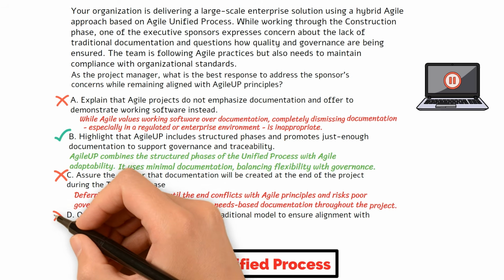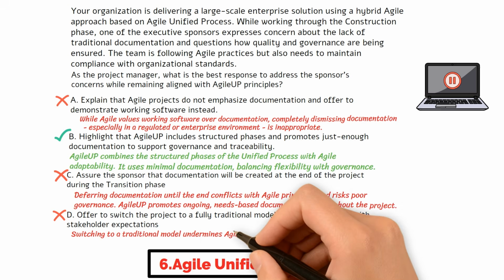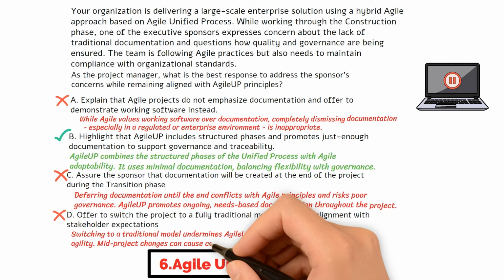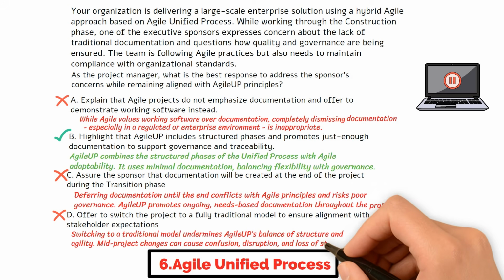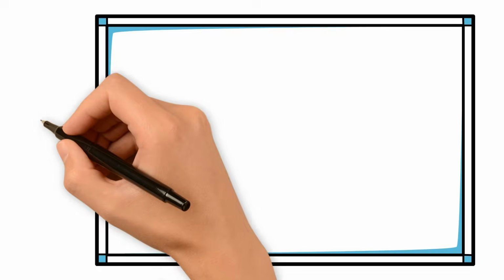Choice D is incorrect. Switching to a traditional model undermines the benefits of AgileUP, which was specifically chosen to balance structure and agility. Changing methodologies midstream can lead to confusion, disruption, and reduce stakeholder confidence. Before we wrap up, let's quickly review what we covered.